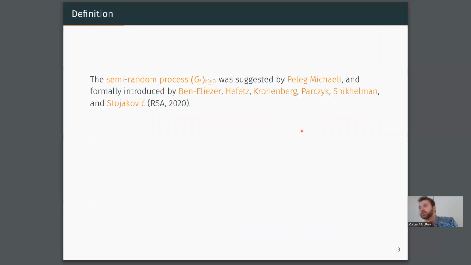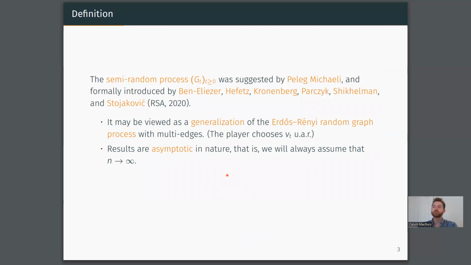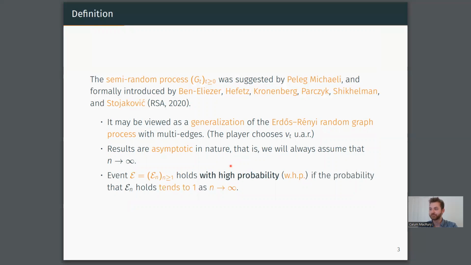Okay, so what's the history of this process? Well, the semi-random graph process was introduced a couple of years ago, and it can be viewed as a generalization of the Erdős–Rényi random graph process with multi-edges. In this case, the player just chooses the circle in each round uniformly at random. All the results we'll talk about are asymptotic in nature, so we'll always assume that n is tending to infinity. And formally, we say that a sequence of events holds with high probability if the probability that it holds tends to 1 as n tends to infinity.